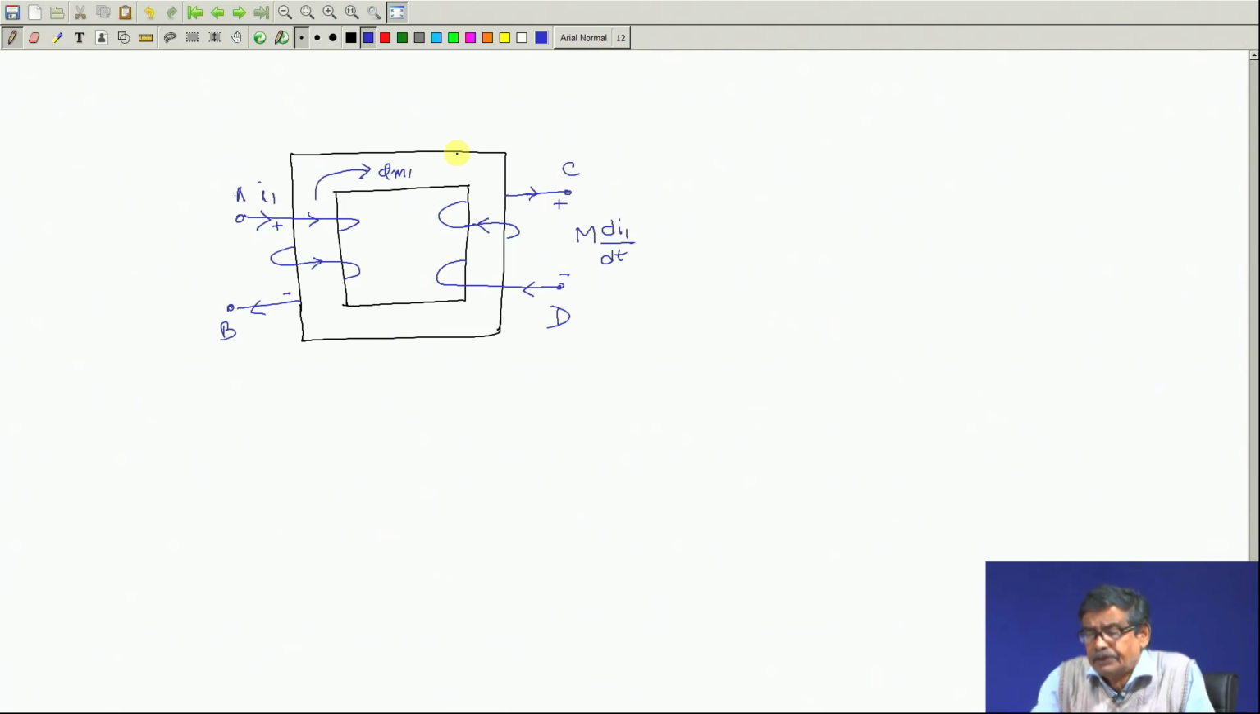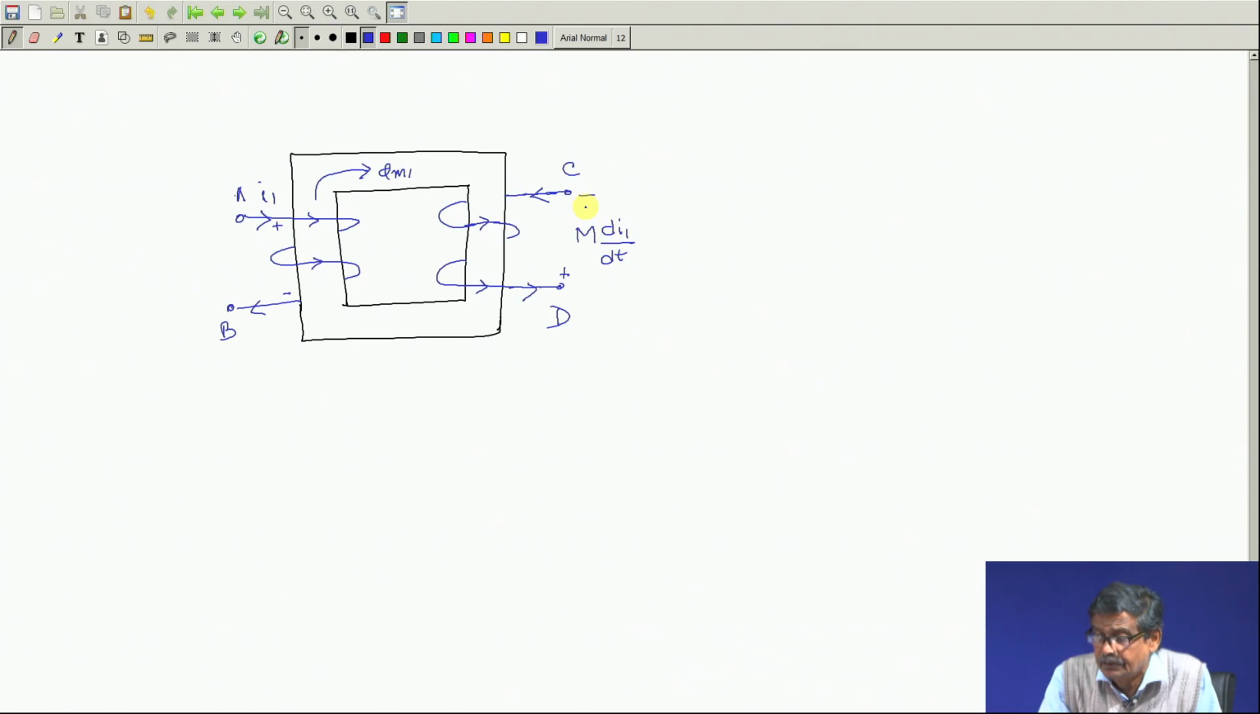Lenz's law tells that the direction of the current in the second coil should be such that at any instant of time it will try to oppose the very cause for which the induced voltage is due. And this very cause is phi m 1 increasing in this direction. Therefore, the polarity of this is wrong and it must be of this kind. That is, the polarity of the induced voltage should be: this is plus, this is minus.